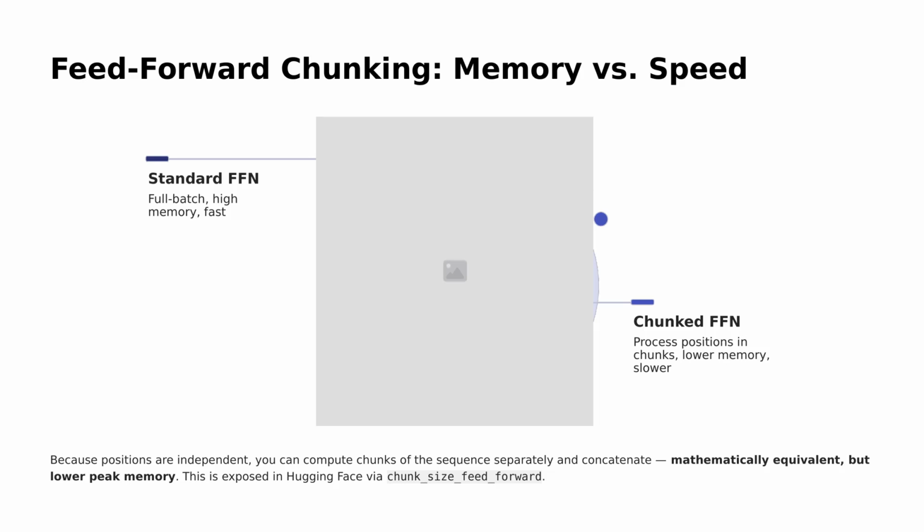Here's a useful memory trade-off in the feed-forward network. In the standard FFN, you process the whole sequence at once, which is fast but uses more memory. With chunked FFN, you split the sequence positions into smaller chunks and process them separately. Since each position is independent in this layer, the result is mathematically the same after concatenation. The benefit is lower peak memory, exposed in Hugging Face as chunk_size_feed_forward.